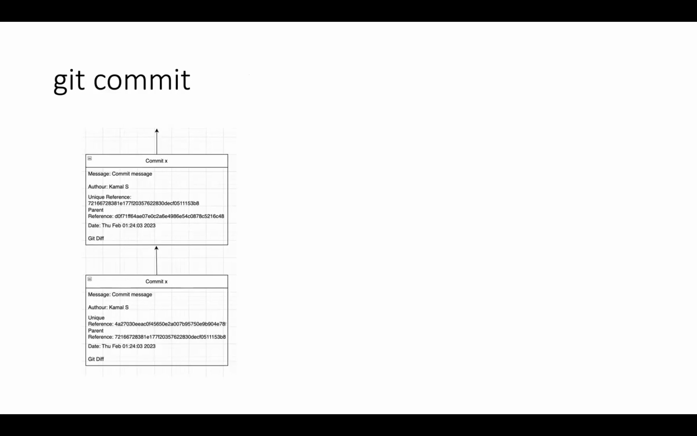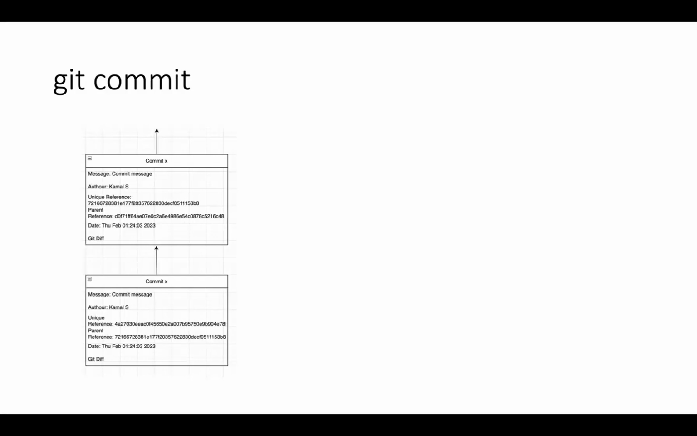Git commit: this is the diagram which represents what a commit is. A commit has multiple attributes. Basically, it is the metadata about the commit: the commit message, which was given during the git commit command, the author who did the commit, the date on which the commit was made, and the actual content of that particular commit.